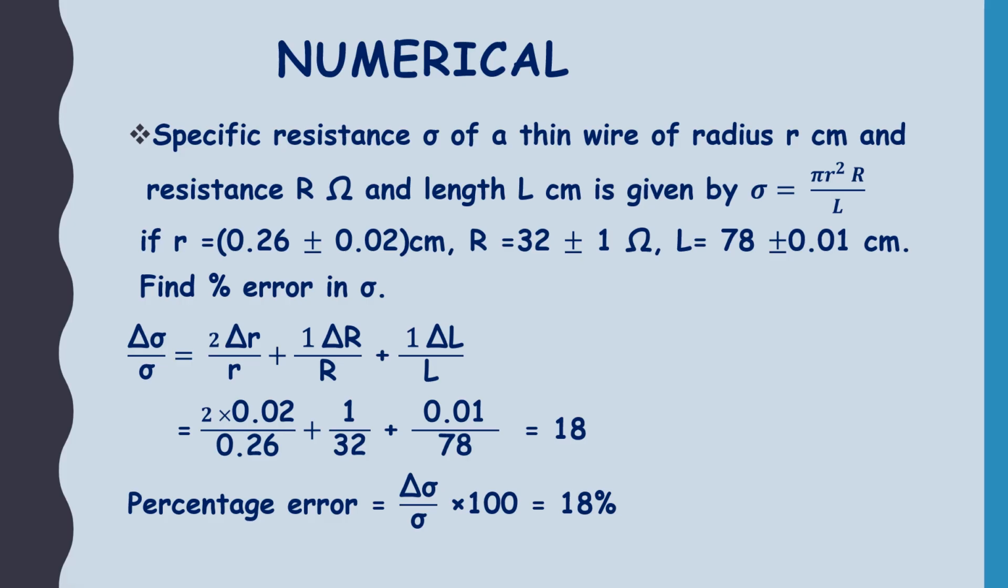You know the values of delta r and r, that is 0.02 divided by 0.26. The value of delta R by R is 1 by 32 and the value of delta L by L is 0.01 divided by 78. So the value comes out to be 18. What is 18? 18 is the relative error or the fractional error. The percentage error is when the fractional error is multiplied by 100, then it is the percentage error in that physical quantity.